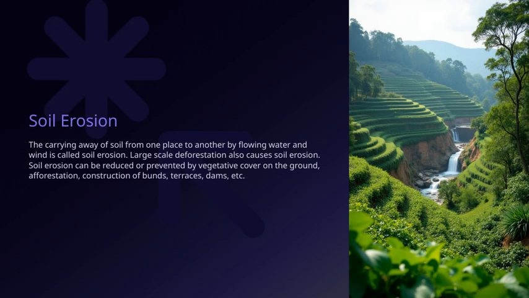Additionally, constructing physical barriers like bunds, terraces, and dams can significantly reduce the speed of water flow, thereby minimizing erosion. These structures help manage water runoff and protect the land. Overall, implementing these methods not only helps prevent soil erosion, but also contributes to sustainable land management, which is essential for our environment and agriculture.